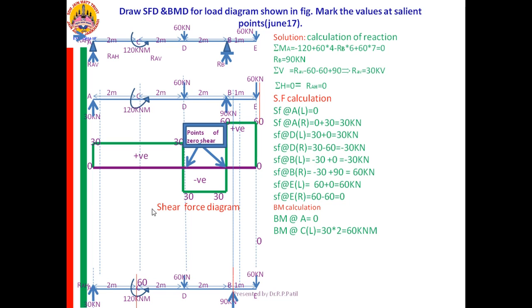I will repeat: plus 90 plus 120 plus 120 plus 90 into 4, minus 60 into 2, minus 60 into 5. Plus 60, sir. Plus 60 you got. On both the sides you got the same answer.